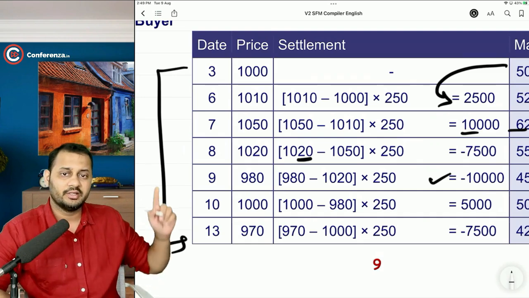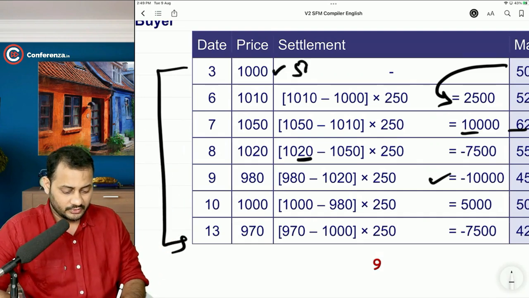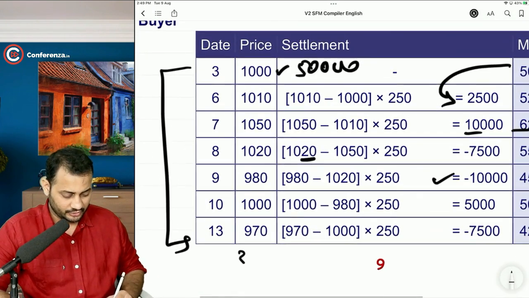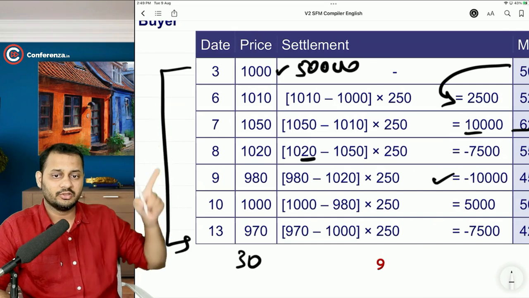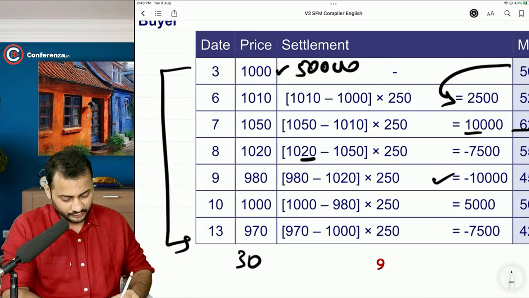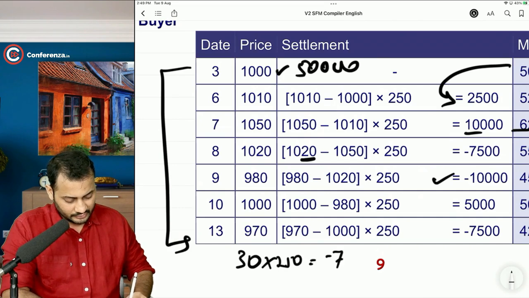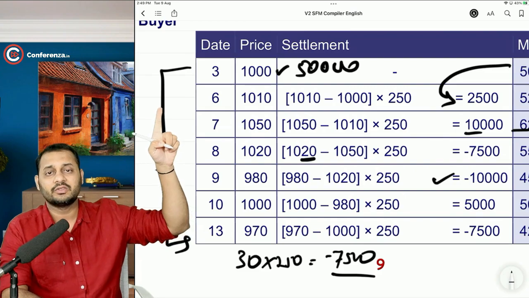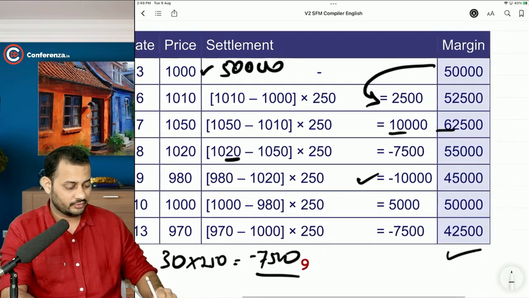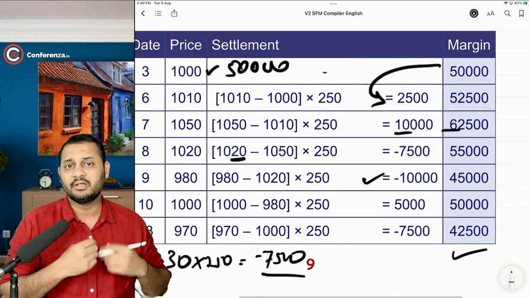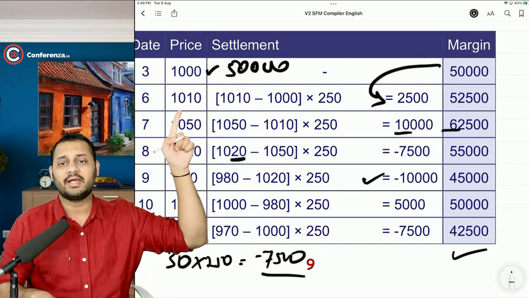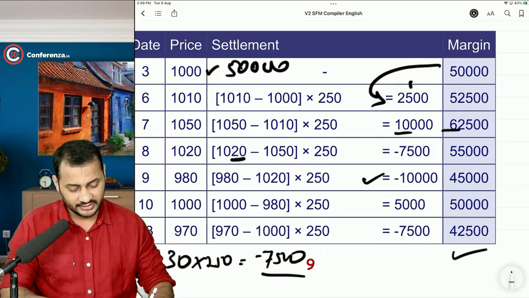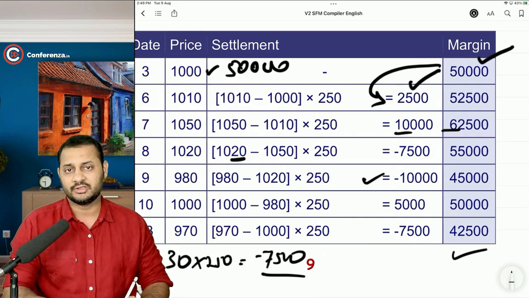So you can clearly understand, when you started at 1,000 rupees of the price, you deposited 50,000 rupees. Now you are at 970. That means the total loss is 30 rupees, from 1,000 to 970, 30 rupees into 250. So the maximum loss that should be there is 7,500. Deduct 7,500 from 50,000 and you will have a balance of 40,500. But this is not going to happen in one shot. Every day your contract will get settled at the closing price and your margin account will get adjusted.